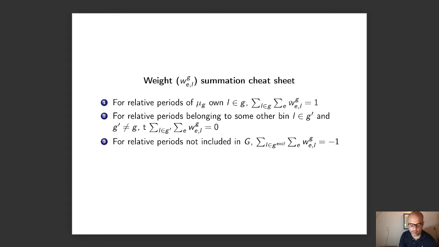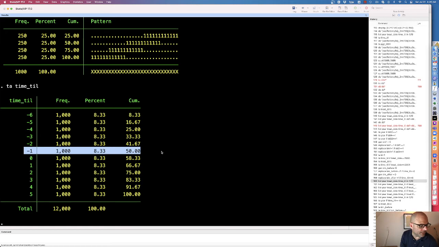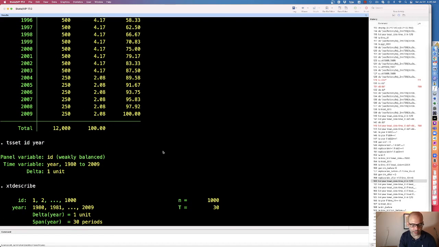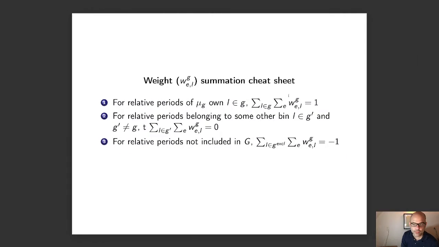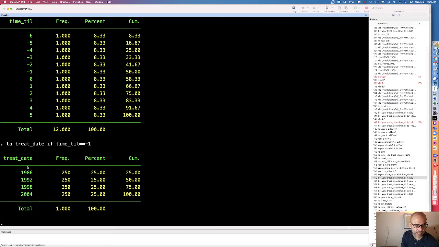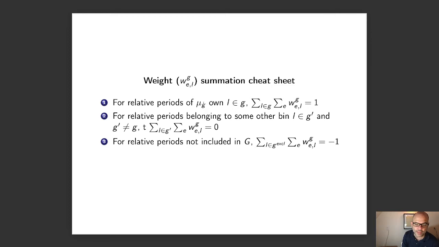So that would be like for the negative 1 periods for the 4 different groups, which we saw right here. So tab treat date if time till equals negative 1. All right. So you've got these weights that sum to 1, the weights associated with negative 1 coming from 4 different cohorts. Those weights might be 0.25, 0.25, 0.25, 0.25. They're going to sum to 1. So the relative periods of mu g's own, they're going to sum to 1.